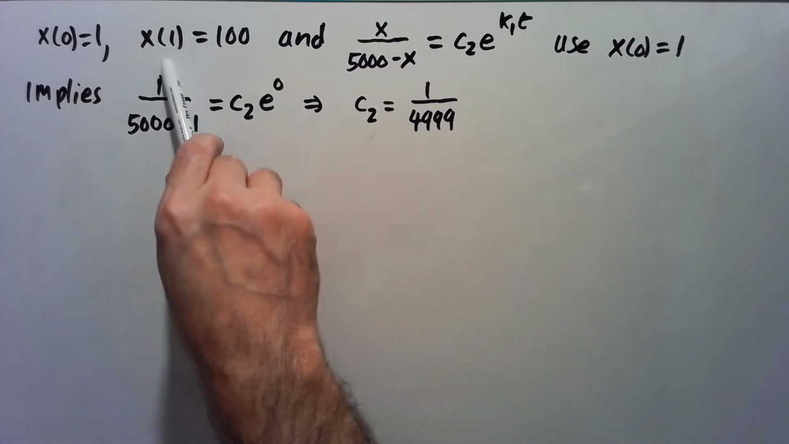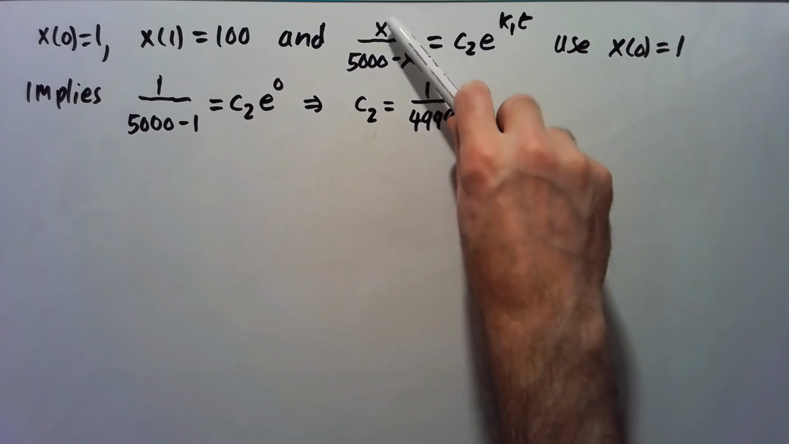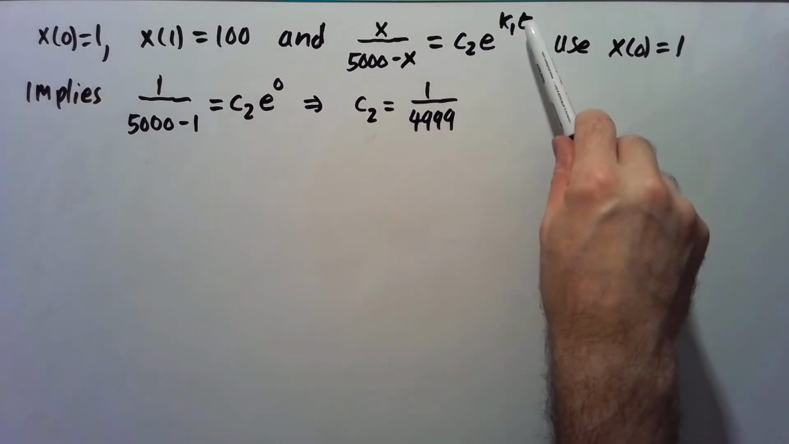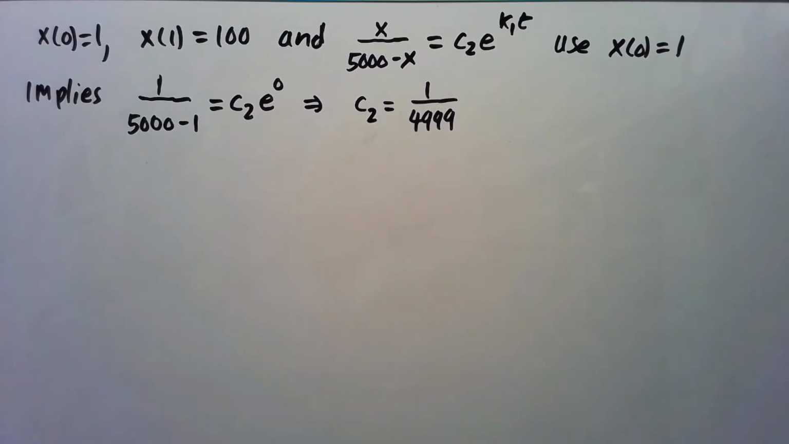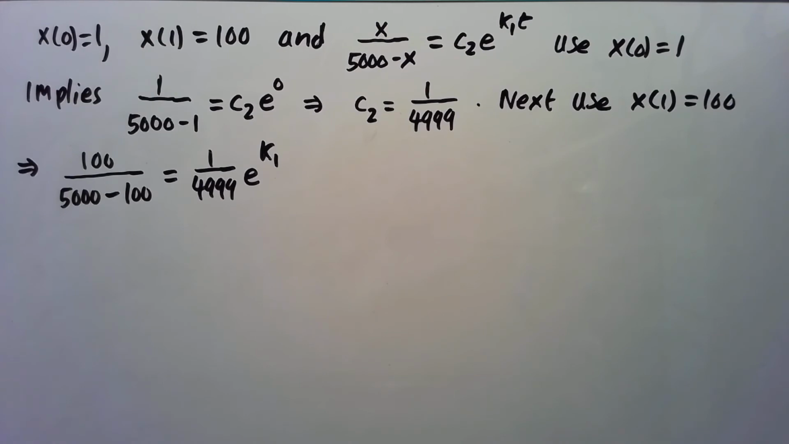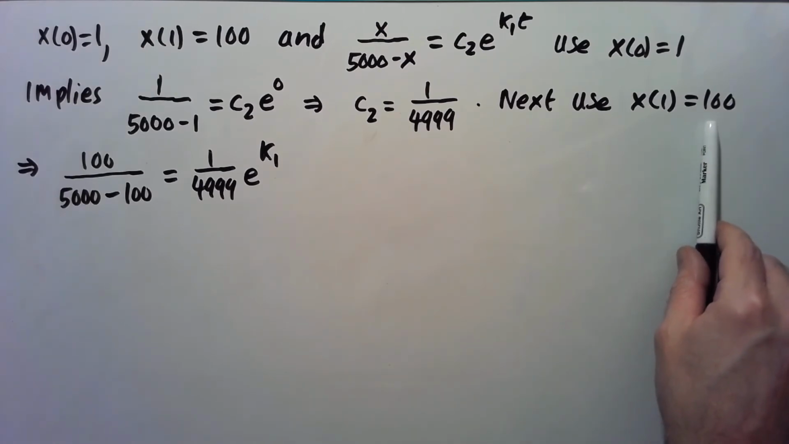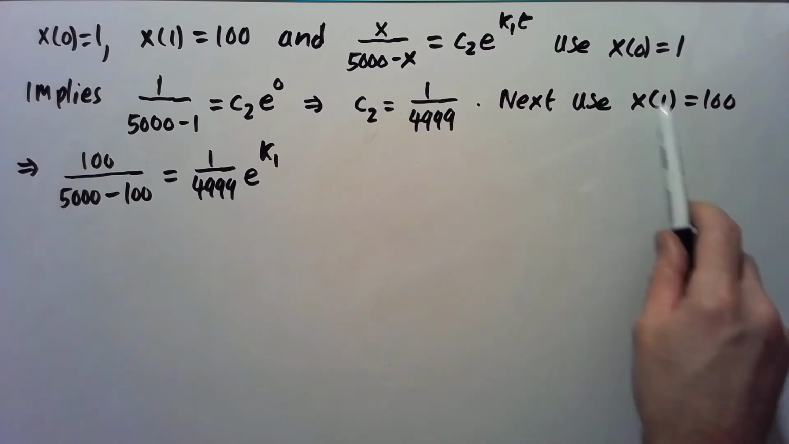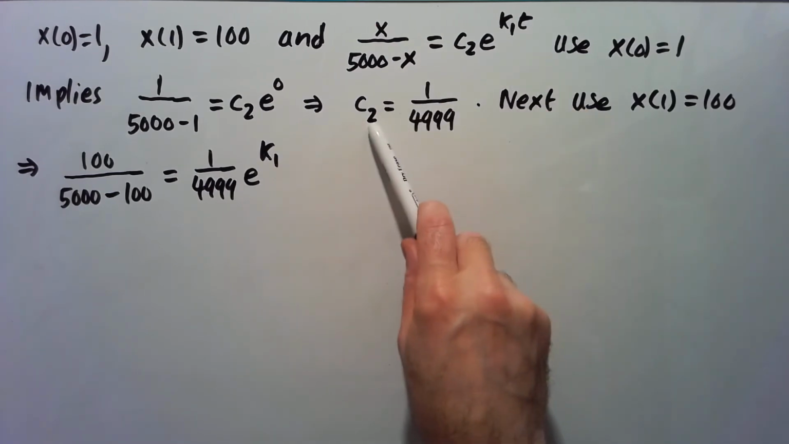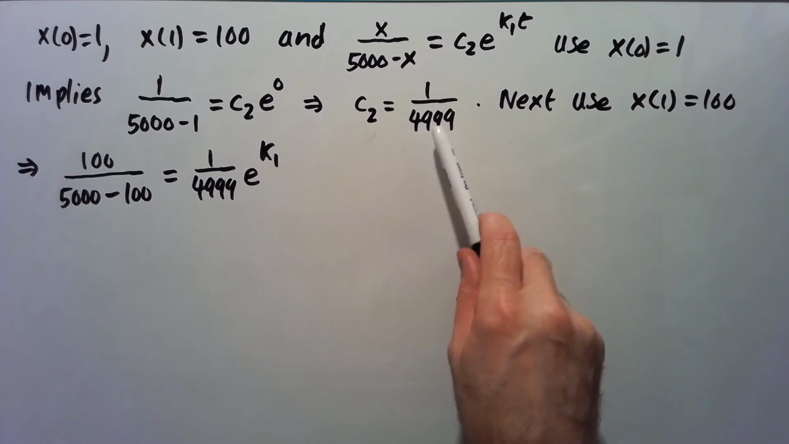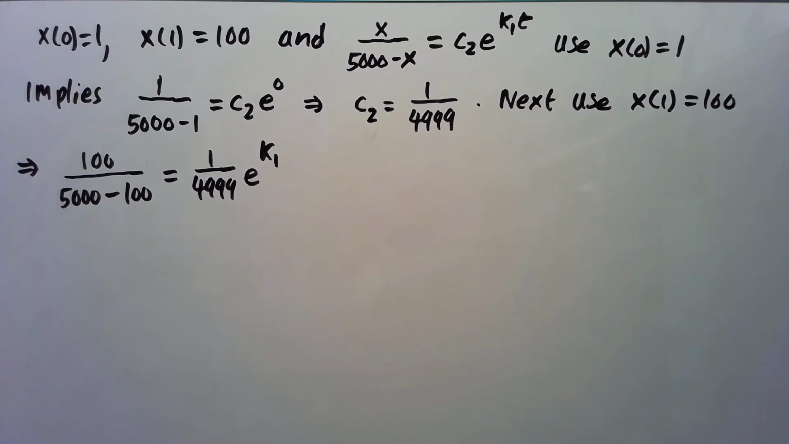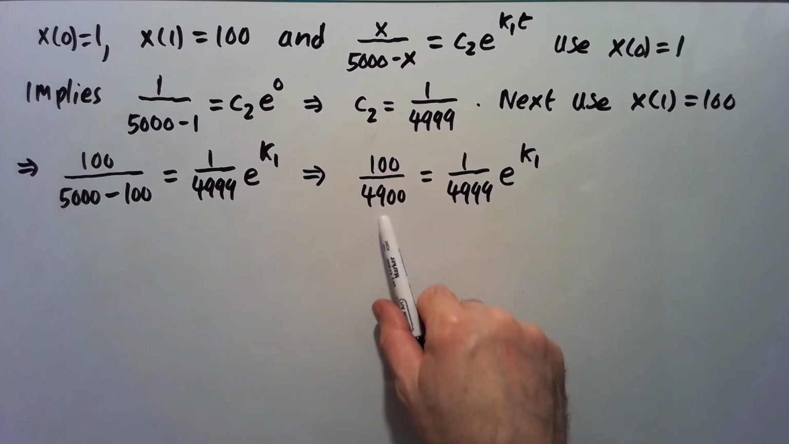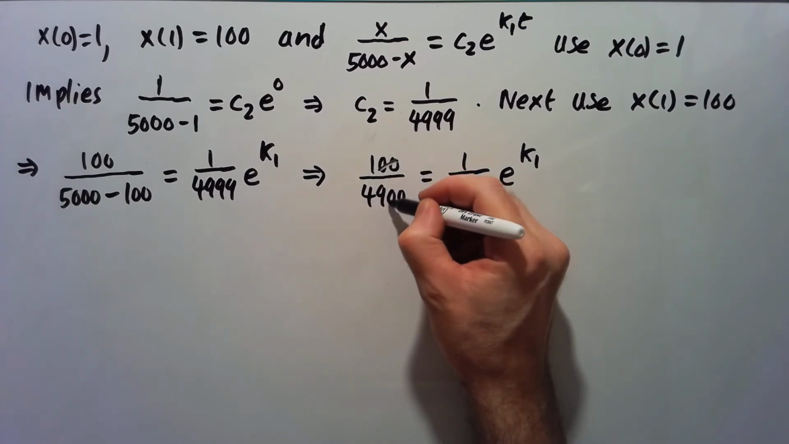Next, we're going to use now x of 1 equals 100. So we're going to put 100 in place of x here, 1 in place of t here, and we'll use our C2 value here. So doing that, we get then, okay, so again, I put 100 in place of the x here, and I put 1 in place of the t here, and I put my C2 value as 1 over 4,999. So I got this guy over here. So simplifying this a bit, we get then, 100 over 4,900, cross off 2 zeros, so it'll be 1 over 49 here.